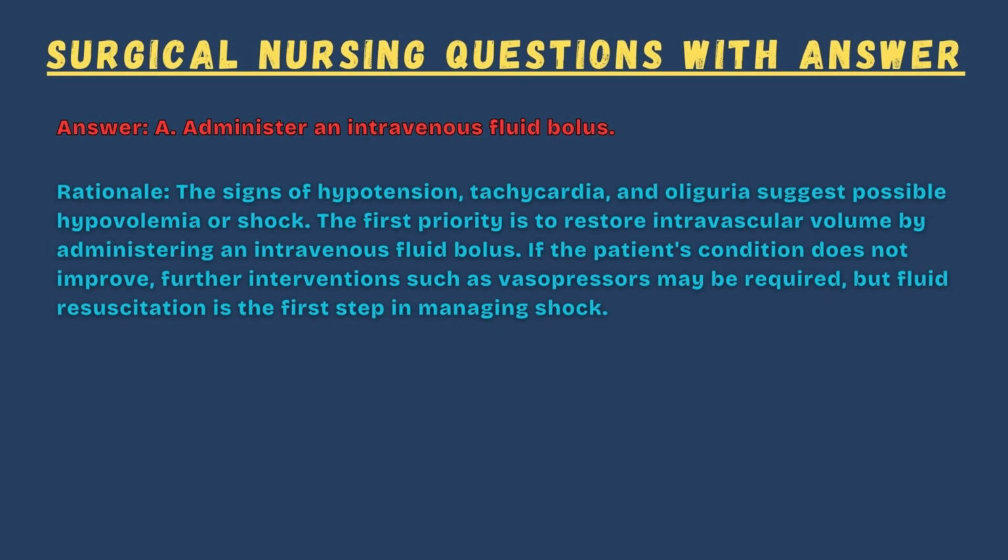Answer: A. Administer an intravenous fluid bolus. Rationale: The signs of hypotension, tachycardia, and oliguria suggest possible hypovolemia or shock. The first priority is to restore intravascular volume by administering an intravenous fluid bolus. If the patient's condition does not improve, further interventions such as vasopressors may be required, but fluid resuscitation is the first step in managing shock.